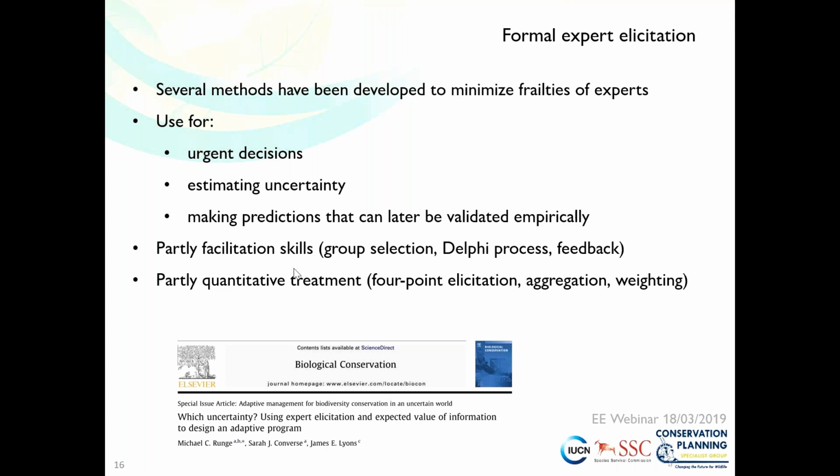So knowing how to lead a discussion, but also how to select a group before we get to the meeting or to the elicitation process, and then using more technical tools like I will discuss the Delphi process in a minute, and giving continuous feedback to those experts, because remember, feedback reduces overconfidence. And partly we can solve these pitfalls by quantitative treatment of information. Okay, so I'll present in a minute how to do a 4-point elicitation, how to put estimates by different experts together, and how to give weights to different experts.